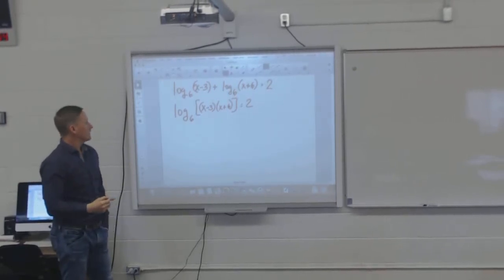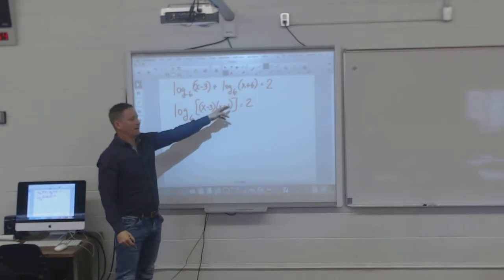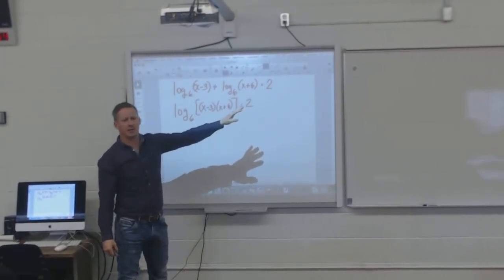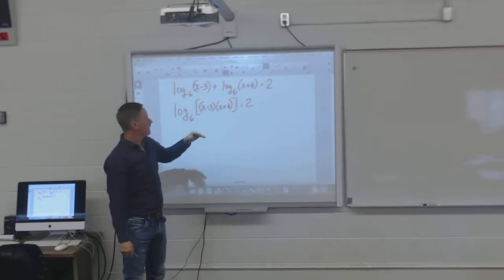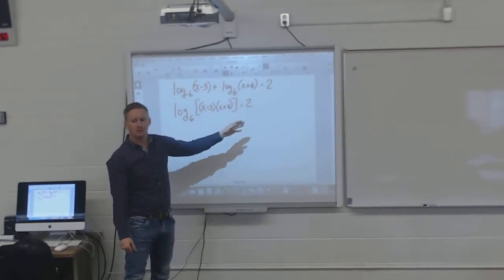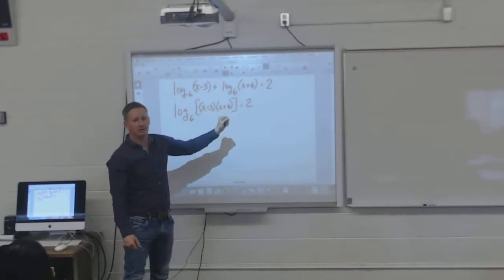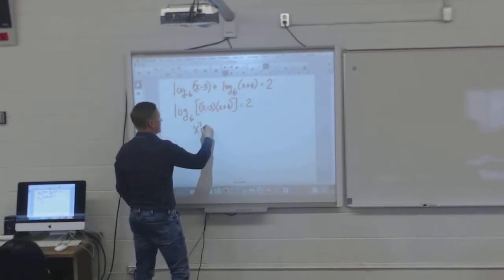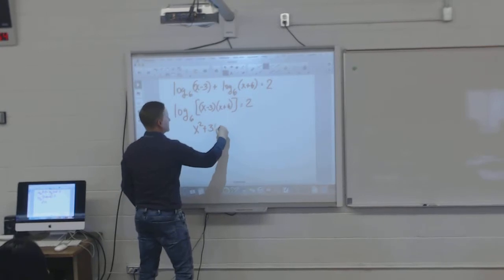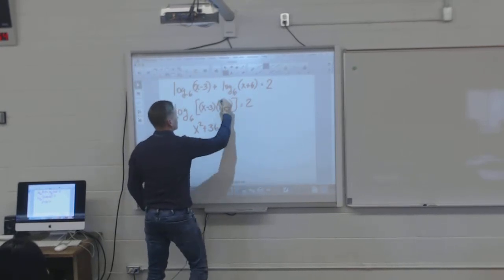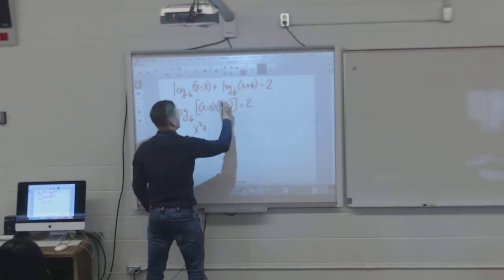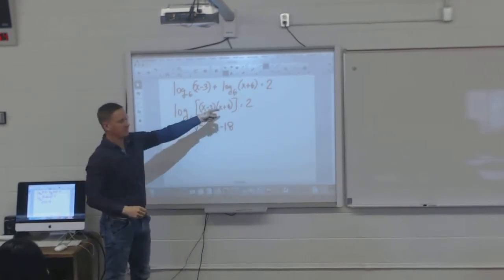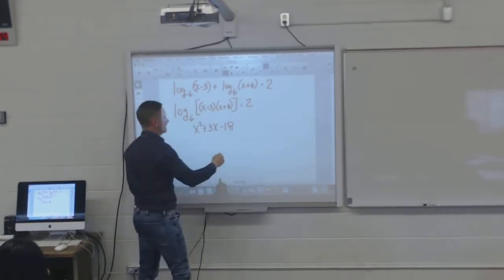Okay? All right? I'm going to FOIL that. I'm doing all these steps quickly, so tell me if it's too fast. I'm going to change to exponential, and I'm also going to multiply that out at the same time. Okay, so multiplying this out is x squared plus 3x minus 18. We agree? Foiling quickly in my head.